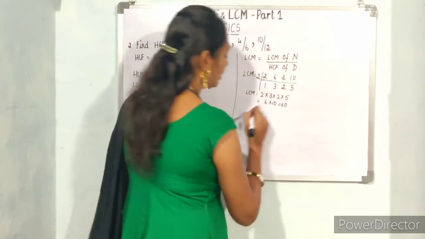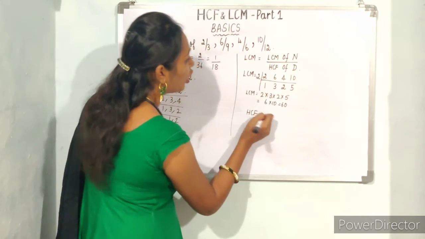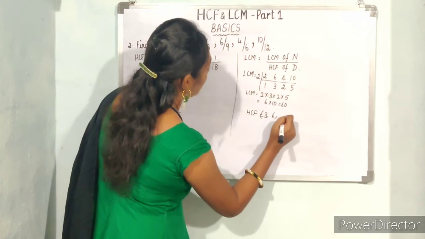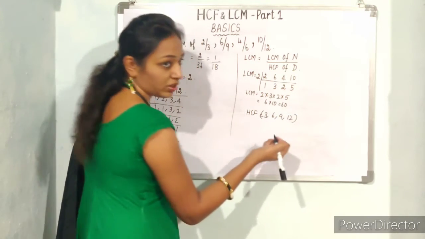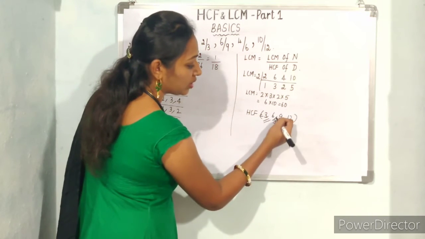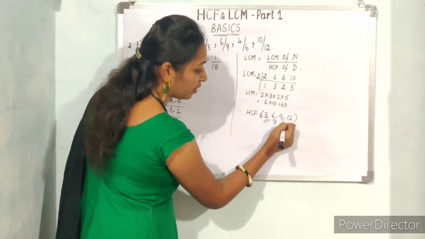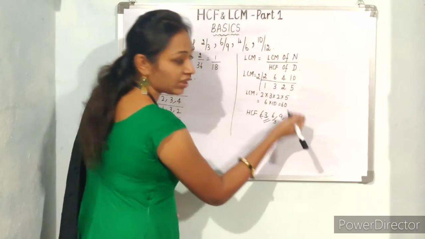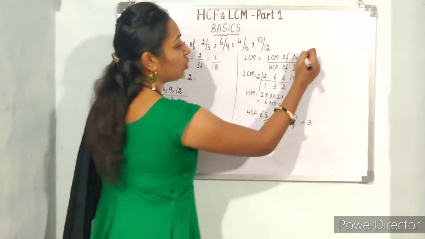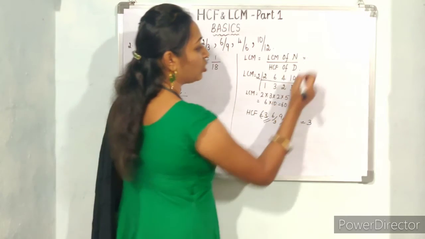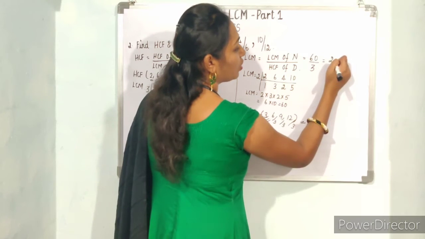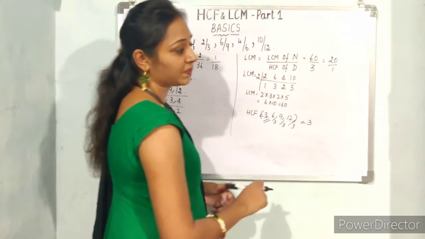Okay. Now HCF of the denominator. Denominators are 3, 6, 9, 12. Now if you see here, the least number is 3. 6 can be divided by 3, 9 can be divided by 3 and 12 can be divided by 3 completely. So from this directly we can find the HCF is 3. So the LCM is LCM of numerator, 60, divided by 3, which is equal to 20 by 1.